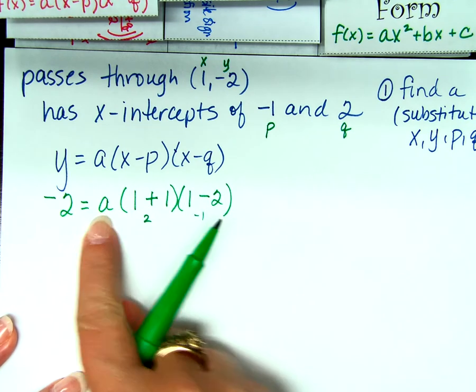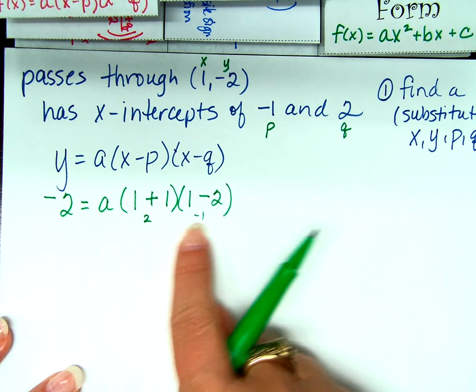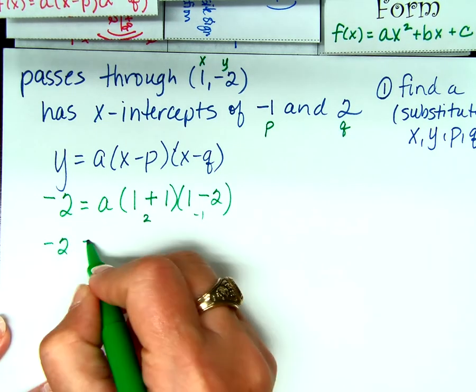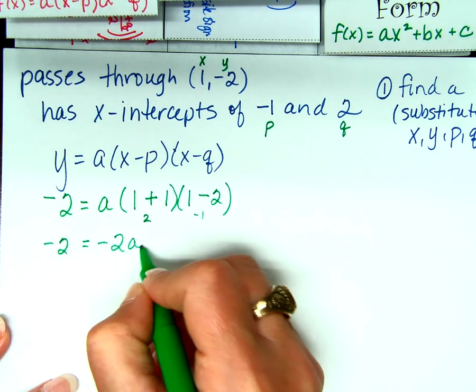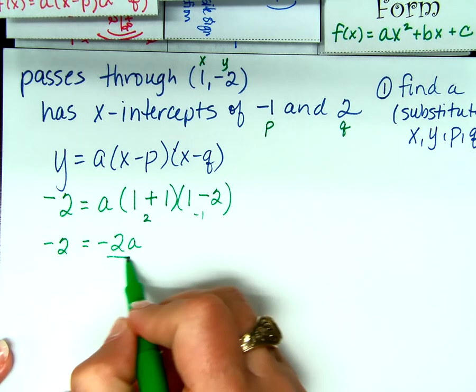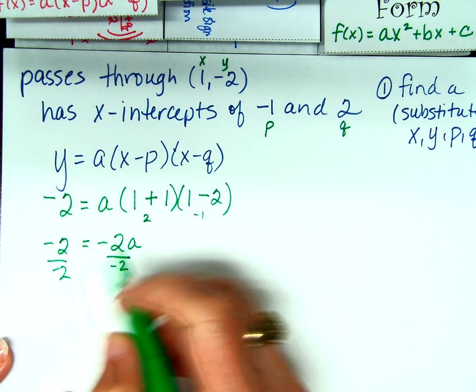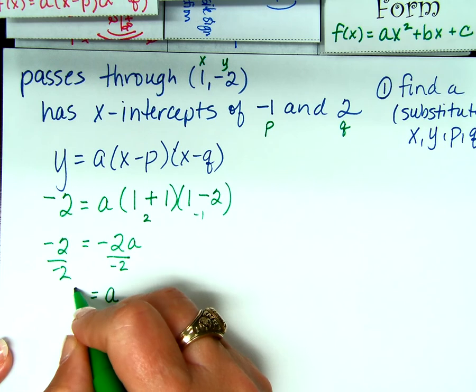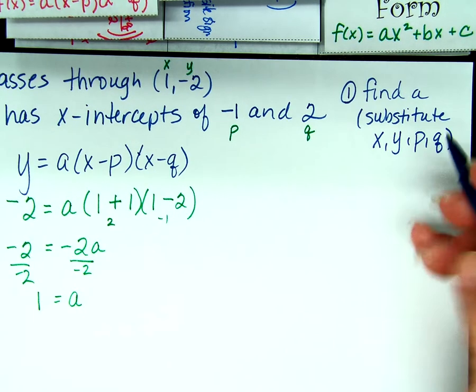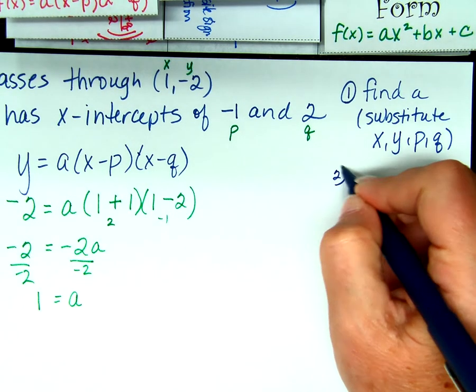So what I have is a times 2 times -1. What is 2 times -1? So what I have is -2 equals -2a. You okay with that? Well, to solve for a, all I need to do is divide by -2, right? So what does a equal? Excellent. Now that I have found a, what am I going to do?